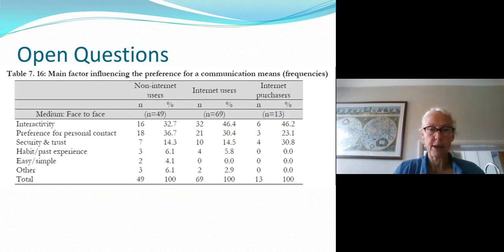So here's an example where an open question was coded. These were the main factors indicating preference for communication means. The first one looked at was face-to-face. People gave an open answer about why they preferred it, and this has been coded into interactivity, preference, personal contact, security and trust, etc. So someone's gone through all those qualitative answers and said, okay, this answer is all about interactivity, coded it as that, etc. So it's quite time consuming.